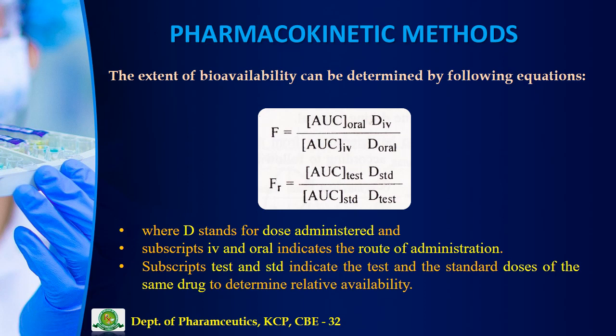Well, the extent of bioavailability can be determined by the following equation. F is equal to AUC oral times D IV divided by AUC IV times D oral. So this is nothing but the bioavailability as well as the relative bioavailability formula that we have discussed in the previous presentation. Here the D stands for the dose administered, and IV and oral indicate the route of administration, whereas test and standard indicate the test and the standard dose of the same drug to determine the relative bioavailability.